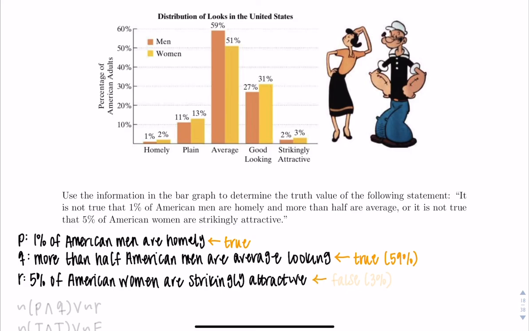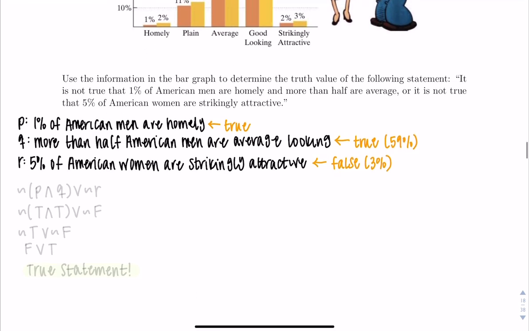And the third one, 5% of American women are strikingly attractive. So women is the yellow bar, and it's only 3%. So that is a false statement. Now that we've figured out the truth values for each of these statements, we can plug them into the actual statement we're looking for. So it is not true that 1% of American men are homely and more than half are average, comma, or it is not true that 5% of American women are strikingly attractive.